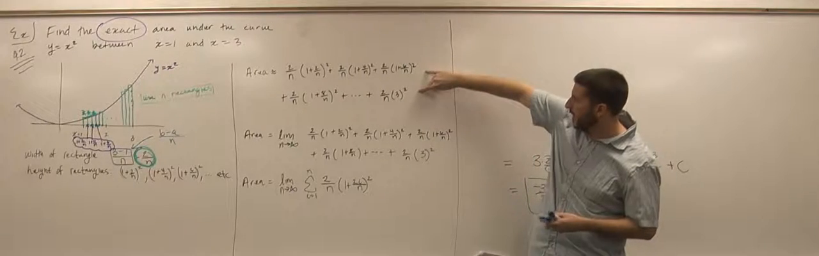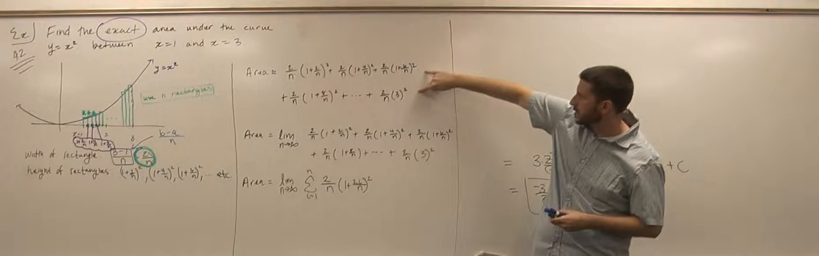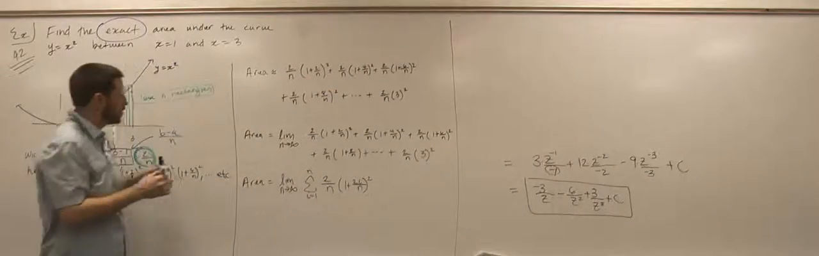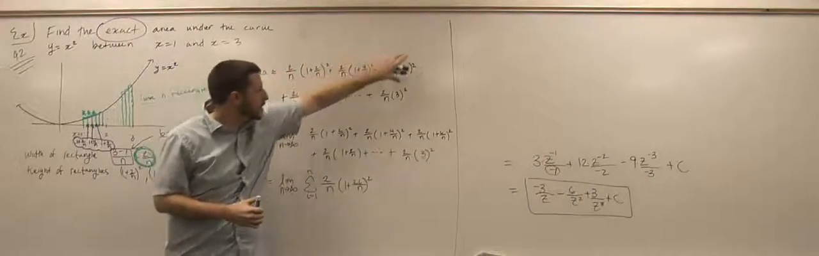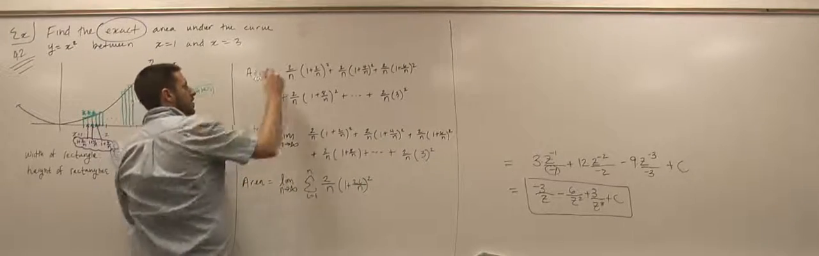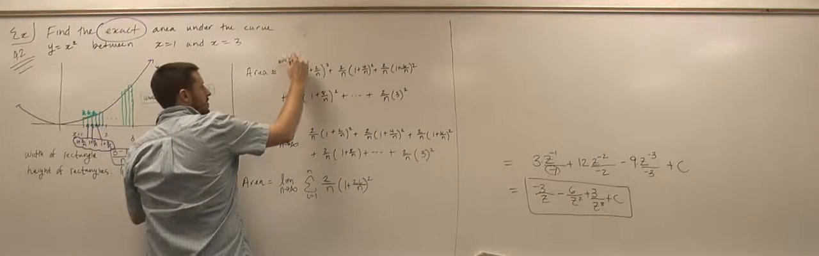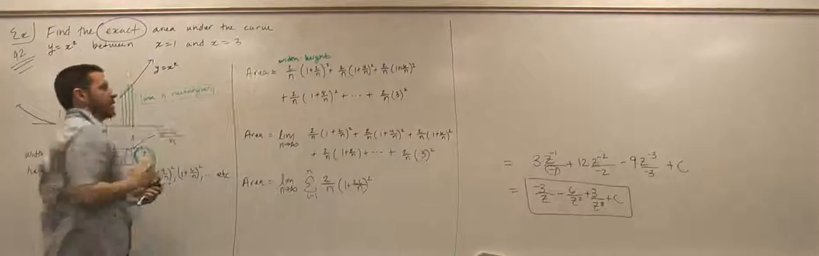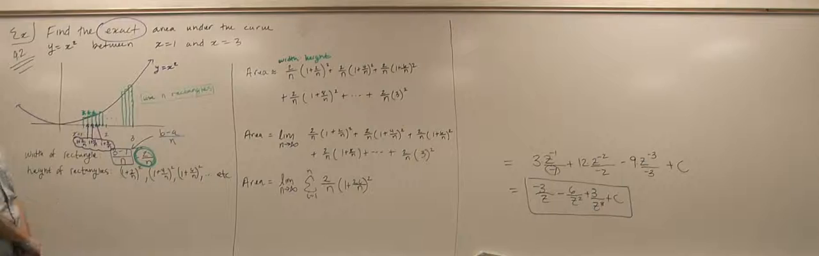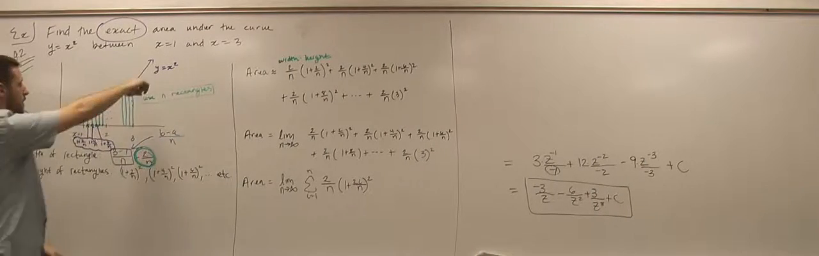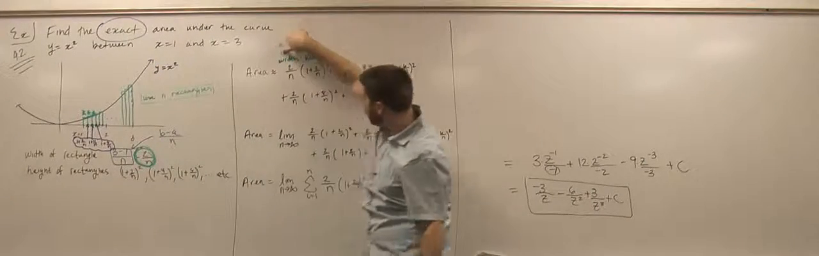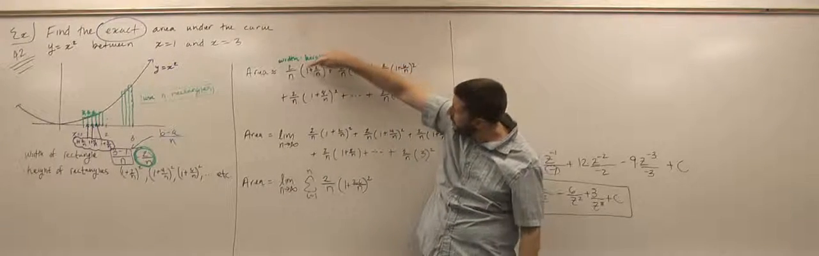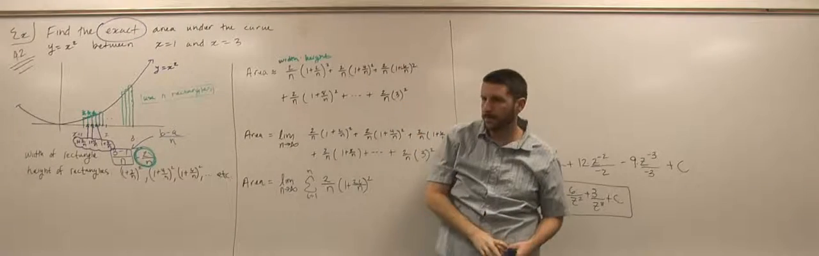So then we talked about the area with n rectangles. In each one of these terms, I have the width of the rectangle times the height of the rectangle. Why is this the height of my rectangle? Well, the area for a rectangle is width times length, or width times height. But where did this 1 plus 2 over n squared come from?